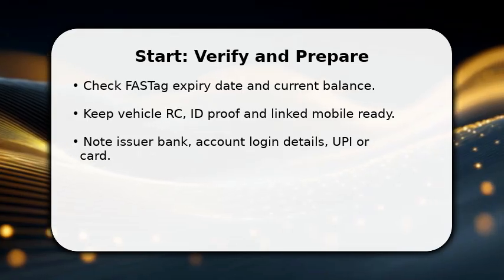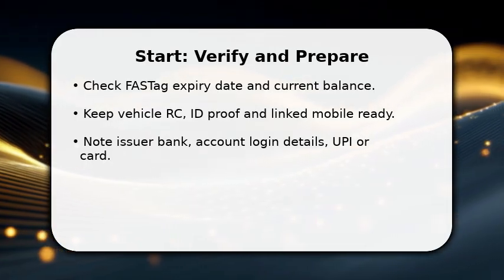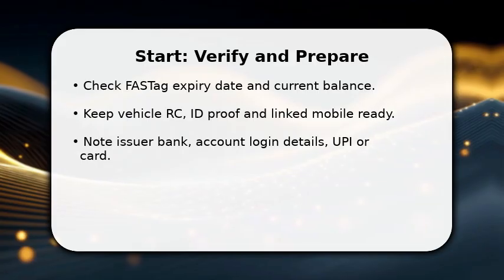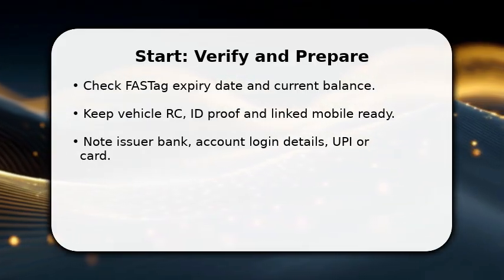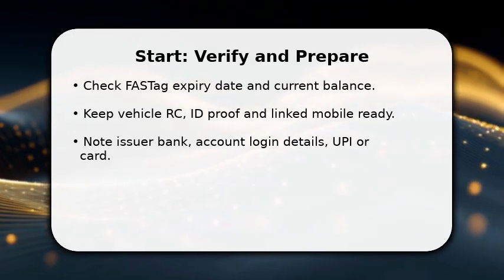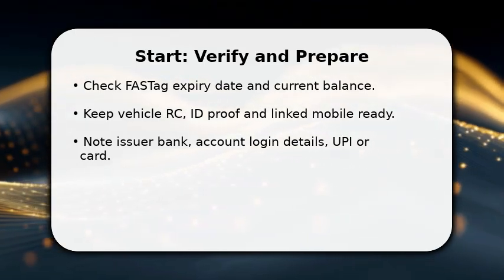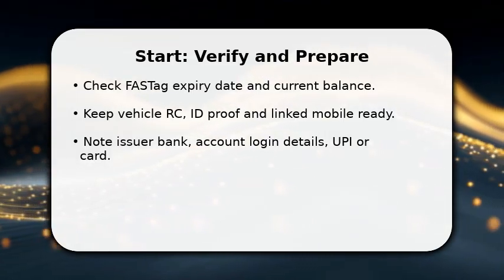You begin by confirming the Fastag expiry and the issuing bank. This matters because renewal rules vary. Once done, gather vehicle RC, registered mobile, and a government ID so you can authenticate quickly. Make sure you have a payment method ready, card, UPI, or net banking, because the process moves faster when you can pay. Now log into the issuer app or portal.